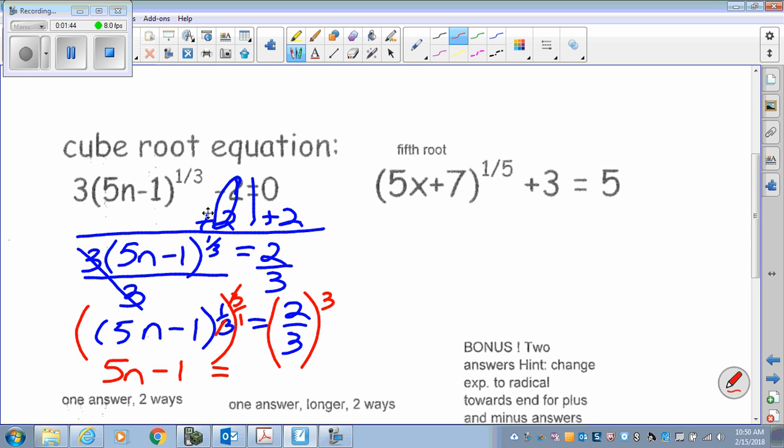Equals. And then now this is 8 over 27, right? Because I cube the 2, and then I cube also the 3. 2 cubed is 8. And 3 cubed is 27. Okay.